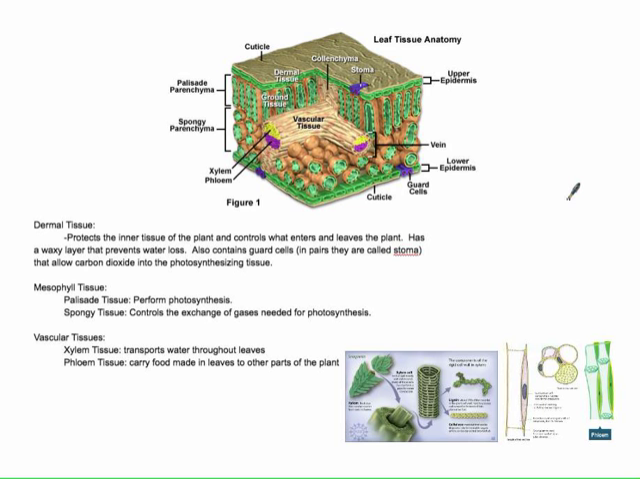Here we have the tissue of a plant. Specifically, I've put up a picture of a cross-section of a leaf. We can see vascular tissue. It's very important to understand that vascular tissue is made up of xylem and phloem. And here you see that xylem transports water throughout the leaves, and phloem carries food made in the leaves to other parts of the plant. And phloem can also carry water, but xylem cannot carry food. Xylem, the water moves in one direction, whereas the phloem can move in multiple directions.